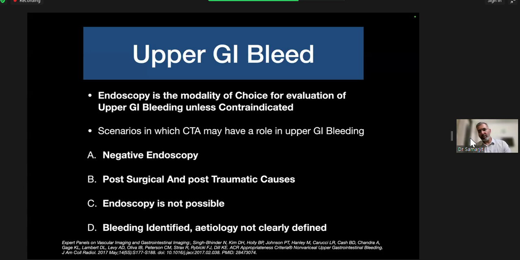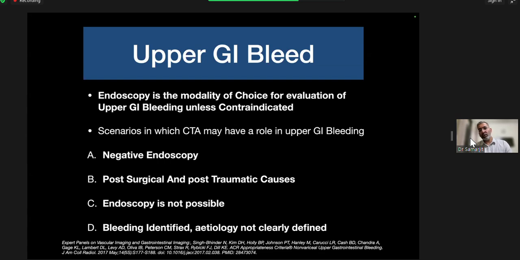So, like I said, there is upper GI bleed proximal to the ligament of Treitz, and endoscopy is the modality of choice overall that is accepted everywhere. If you can do an endoscopy for this patient, an upper GI endoscopy, do that first. And then, if you have a negative endoscopy and the patient is still bleeding, or if you have a case that is post-op, or you cannot put in an endoscope, you cannot extend the neck, in such patients you do a CT. Right.